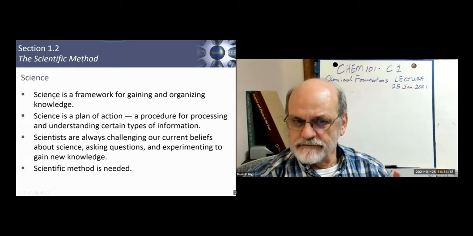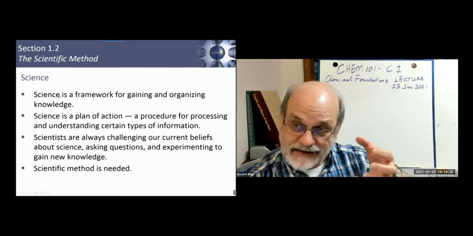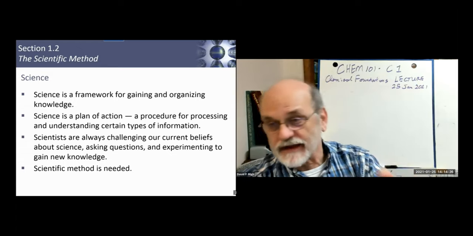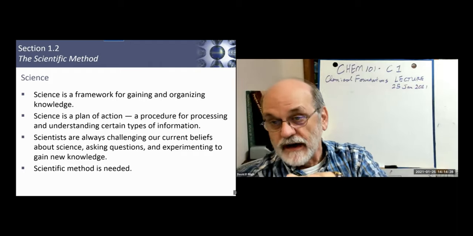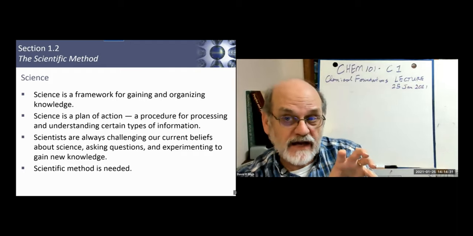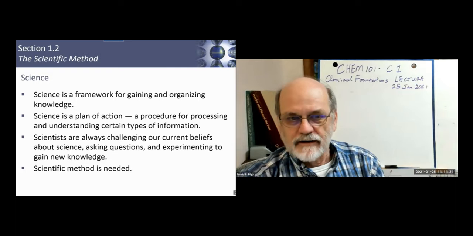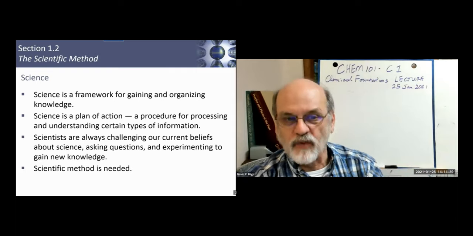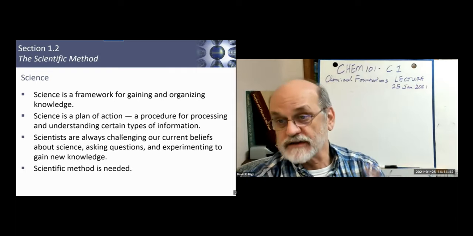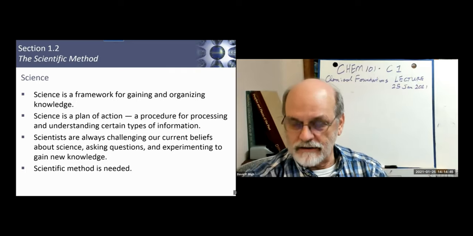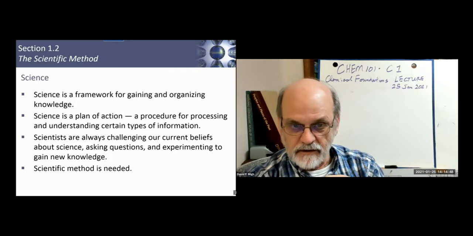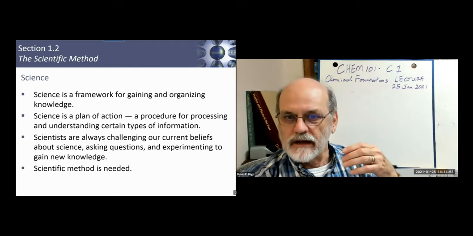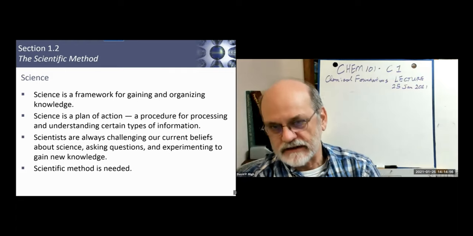And this term science can be tweaked slightly depending on what discipline you're in. So science in biology will mean something a little bit different than science in chemistry, and definitely something different in physics. But they all follow a general pattern, a framework. It can also be thought of as a plan of action. You know, how do you best approach a problem in the natural world in such a way as to get the most information out of it?